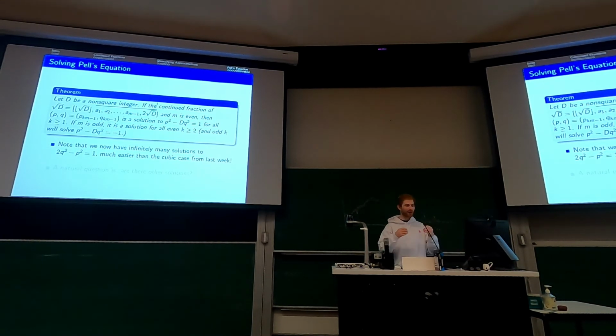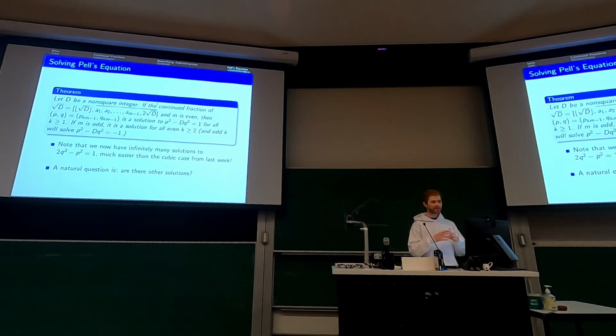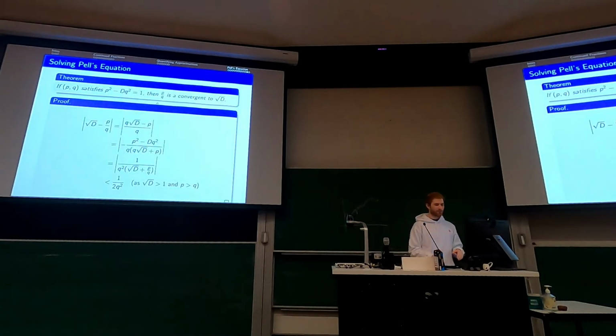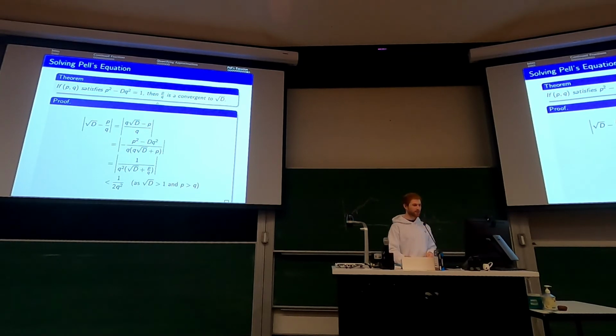And what this means is we have a much easier solution to this than the cubic case from last week. So, sure, it's an easier case, but it's cool that continued fractions solves this fairly similar equation. And a natural question to ask is, sure, we've got infinitely many solutions, but are there others? We're not going to prove it fully, but we'll make some steps towards it. The main thing that I want to prove is that if p, q is a solution to Pell's equation, then p over q is a convergent to the square root of d.